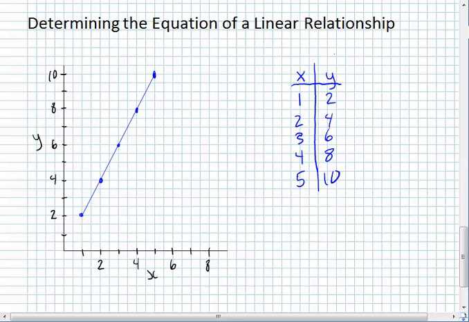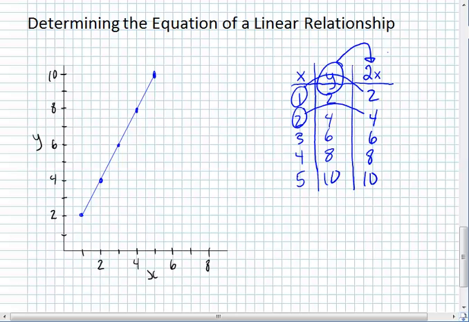Let's just make a third column here. If I take the X column and multiply everything by 2, so 2 times 1 is 2, 2 times 2 is 4, we see that the relationship is quite easily described as simply the Y column is 2 times the X column. So that's my equation. Y is simply 2 times X.